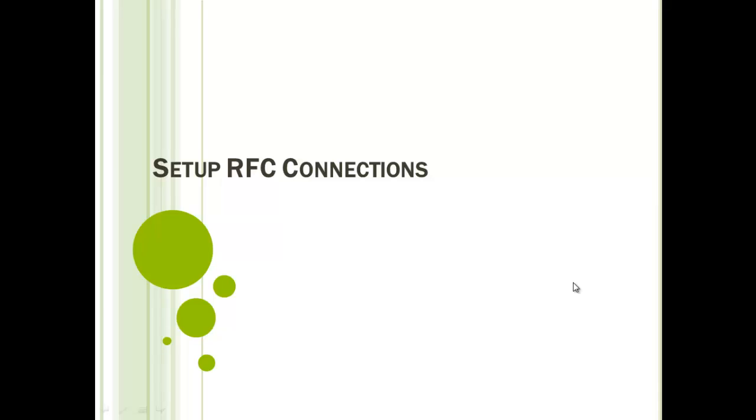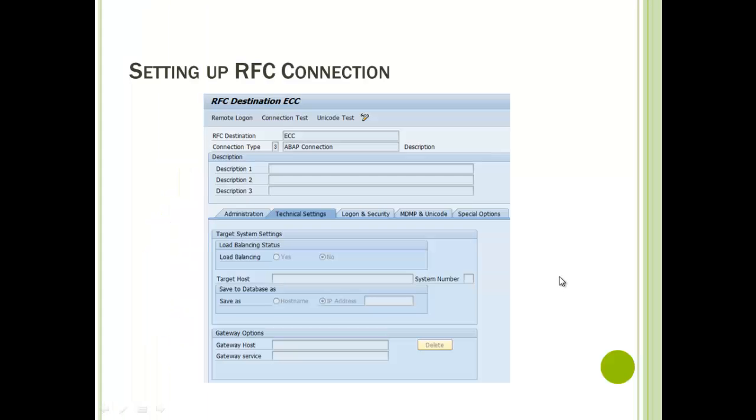In this session we will see how we can set up an RFC connection. As we see, the RFC connection is set up in the transaction code SM59. Before we start setting up the RFC connection, we need to see what information we need. We need to know which system we are going to log in to. We need the user ID and password in the specific system which we are going to log in to.